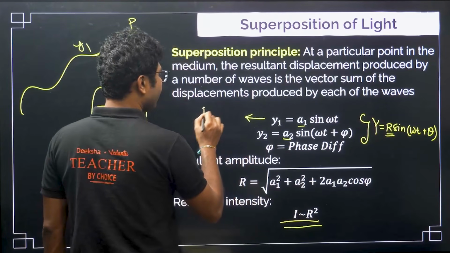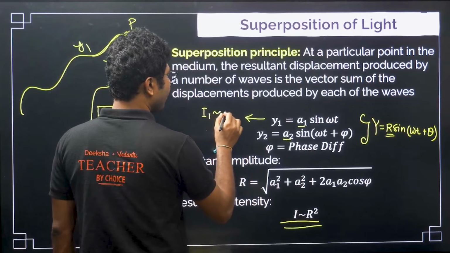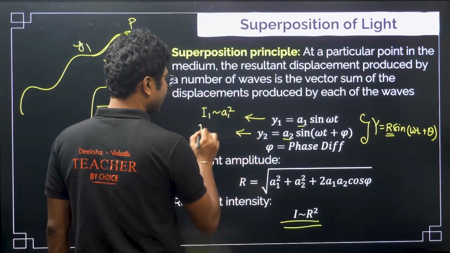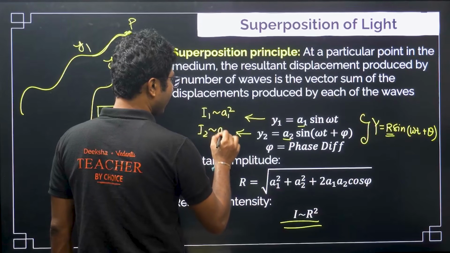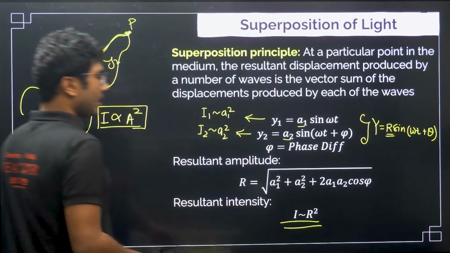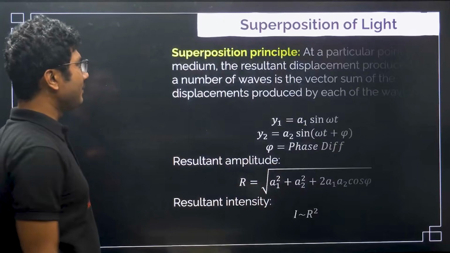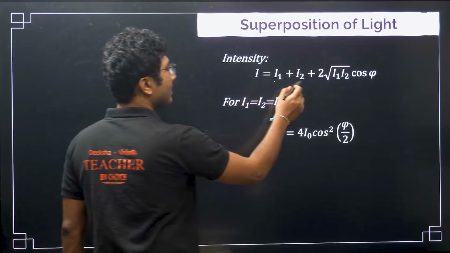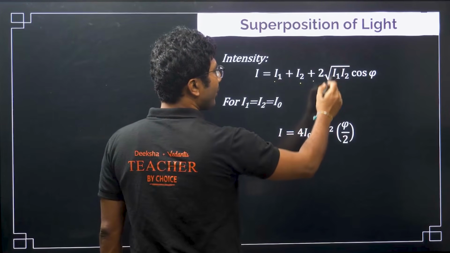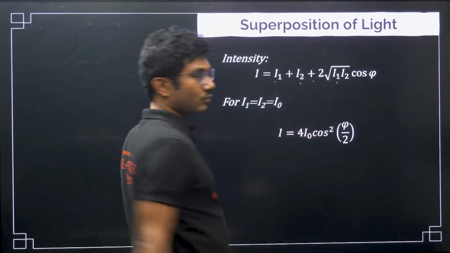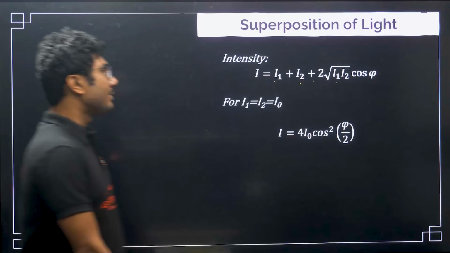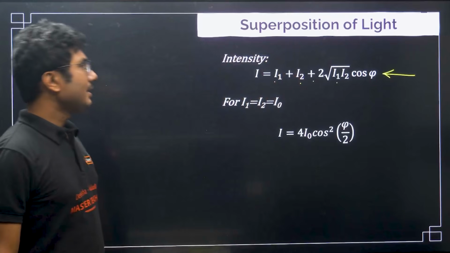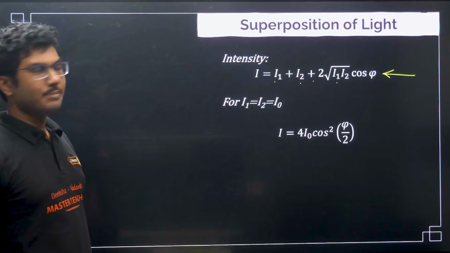So intensity of this wave I1 was proportional to A1 square. Intensity of this wave is proportional to A2 square. Now if you put these values over here and simplify a little bit, then you can find the resultant intensity to be I1 plus I2 plus 2 square root of I1 I2 cos phi. Those who are preparing for JEE Mains, there are a lot of questions based on this formula that have come in the past. So this is a very important formula for JEE Main students.